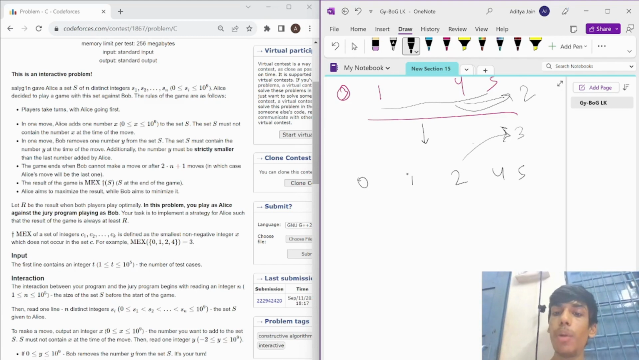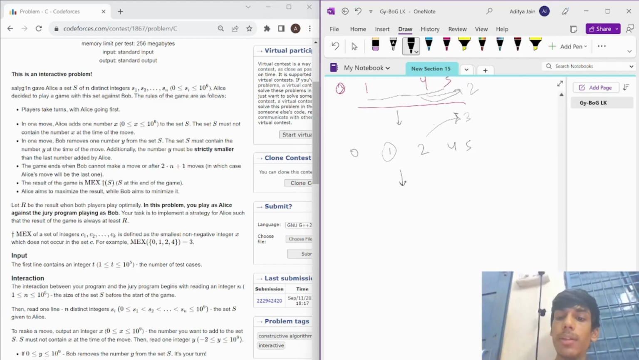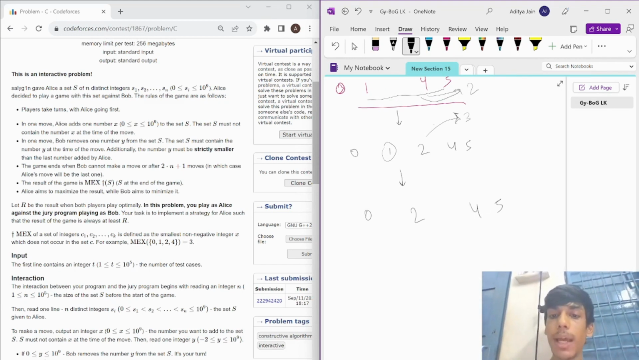So suppose Bob removes 1. If Bob removes 1, then the array will become 0, 2, 2, 4, 5. Now what is its max? Its max is 1, right? Its max is 1, because 1 is the smallest non-negative integer which is not present in this array. So to increase the max, what will Alice do? Alice will again insert 1 into this array. So its max again became 3.